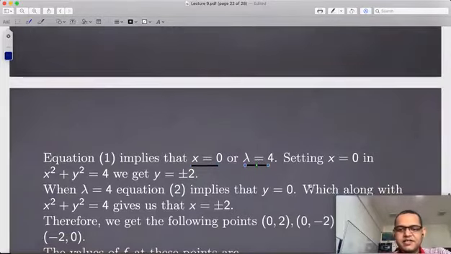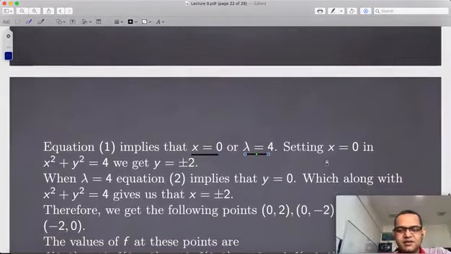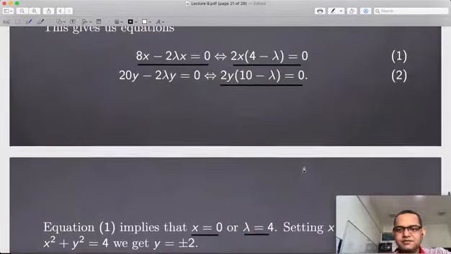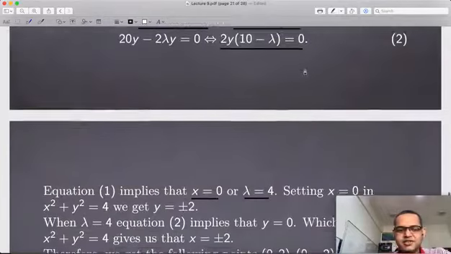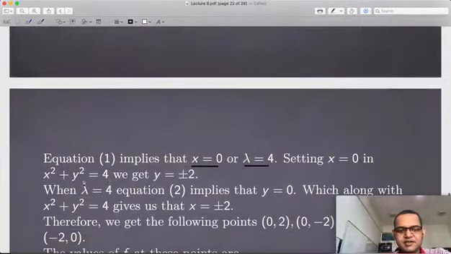Okay, so first look at what points we get when x is equal to 0. So x equal to 0, and then we have this equation, so just put x equal to 0 in there, you get that y is plus minus 2. So I have got 2 points, x equal to 0 and y is plus minus 2.